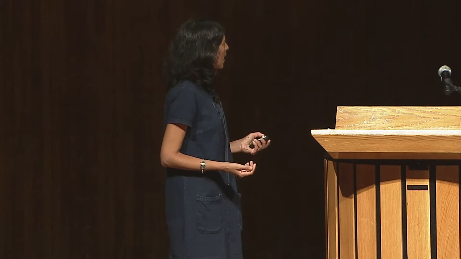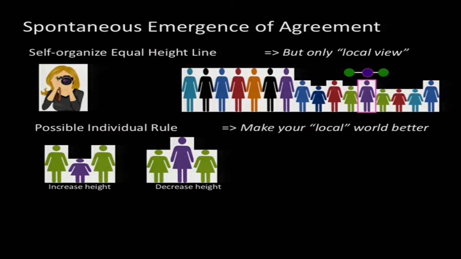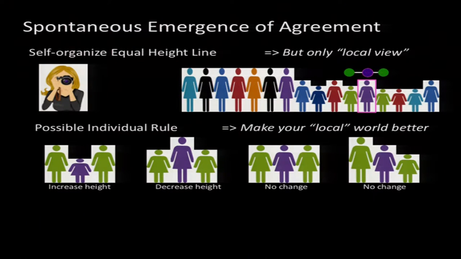So as an individual, what I'm going to do is, let's say I see the situation where both people next to me are taller than me, then I'm going to stand up on my tippy toes. Or if they're both shorter than me, then I'm going to try and crouch down a little bit. And then there might be some situations where I don't do anything at all. So for example, if everyone next to me is the same height as me, then we're done. I don't need to do anything.